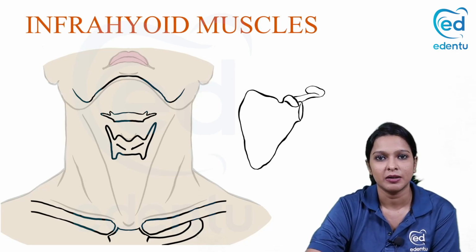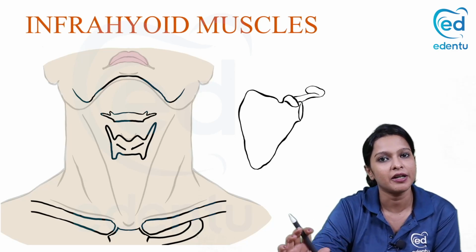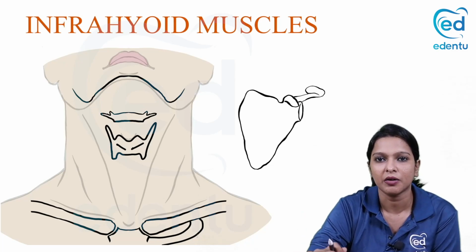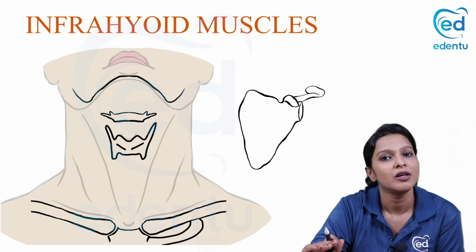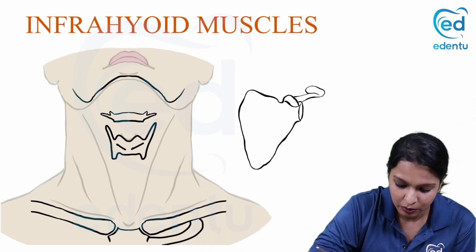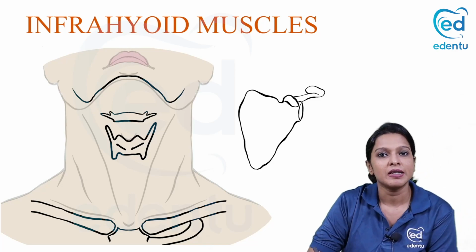So the muscles of the neck are divided majorly into two groups: all the muscles above the hyoid bone and all the muscles below the hyoid bone. The infrahyoid group consists of four muscles. So what are the four muscles? We'll see them one by one.